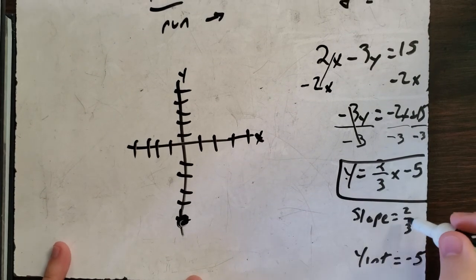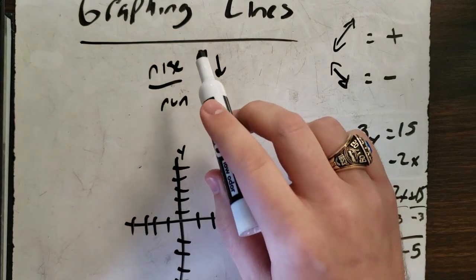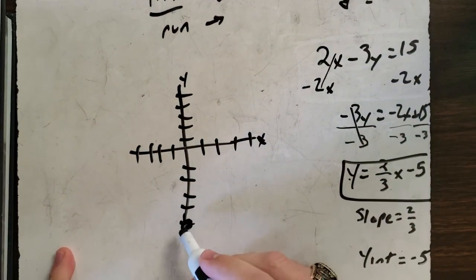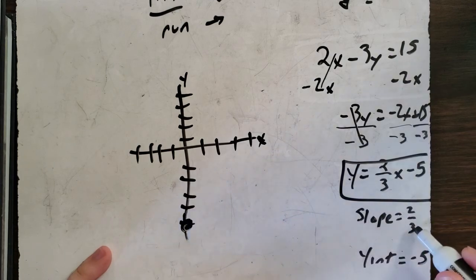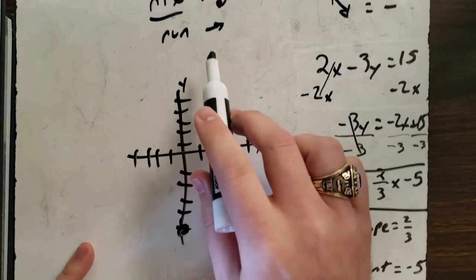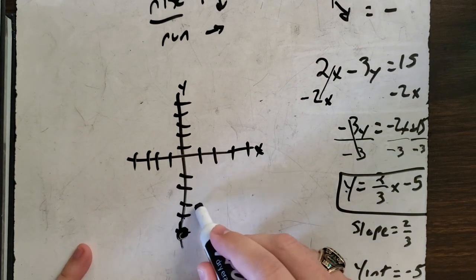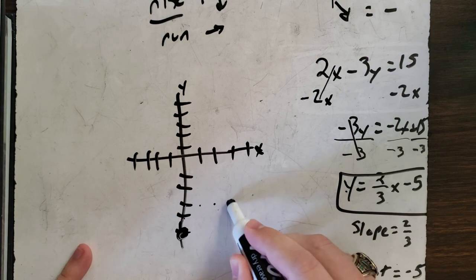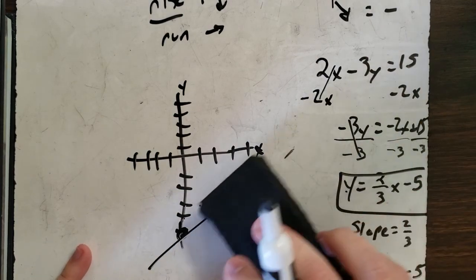Y-intercept. Now our slope is 2 over 3. It's positive, so it's positive 2, which means you have to go up. So we have to go from our point, we go up 2, 1, 2, and then our run is 3. So we take our run to the right 3. So up 2, 1, 2, over 1, 2, 3. Draw our line. Well, let's try that again.